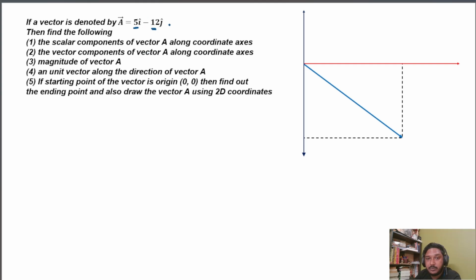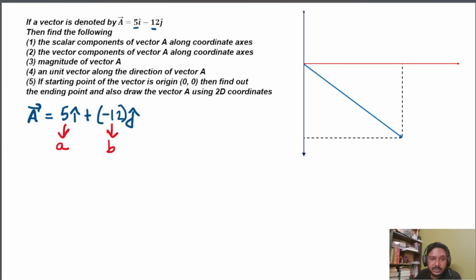So what is going to be the end point? You have to write this vector. Basically, instead of writing this vector using the negative sign, you can write 5 plus minus 12 times j cap. Okay, it can be 5 i cap plus minus 12 j cap. So this 5 is basically your scalar component along x-axis, and this minus 12 is the scalar component along y-axis. So this is similar to that a, and this is similar to that b, which I have shown you in the previous explanation.